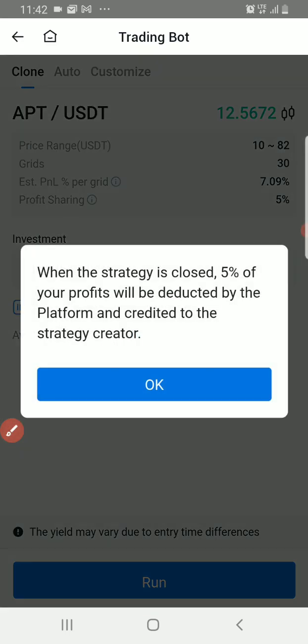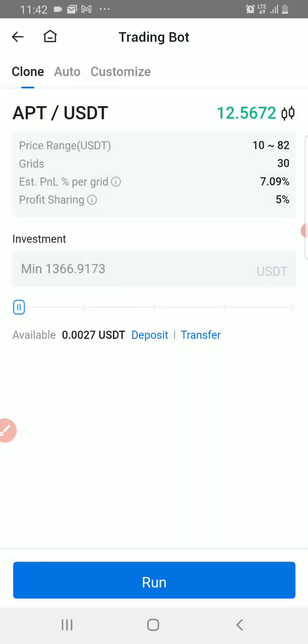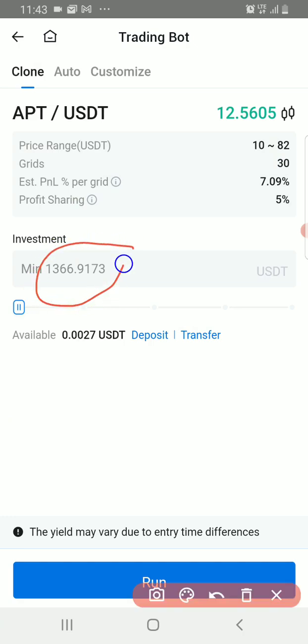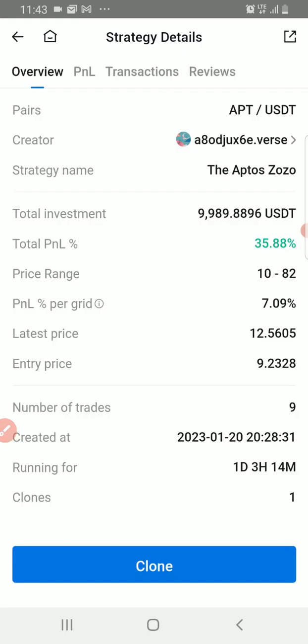So whatever you are making, he is going to take 5% from it. So for better understanding, when the trading strategy is closed, 5% of your profit will be deducted by the platform and credited to the strategy creator, right? When your grid is closed, it means every order is executed. When the order is executed, 5% profit will be taken to that person that created it. So if you want to use this, it's fine. But if you don't want to use it, you can just use yours. But if you want to use this strategy, you must have a minimum of $1,366 to clone this guy.